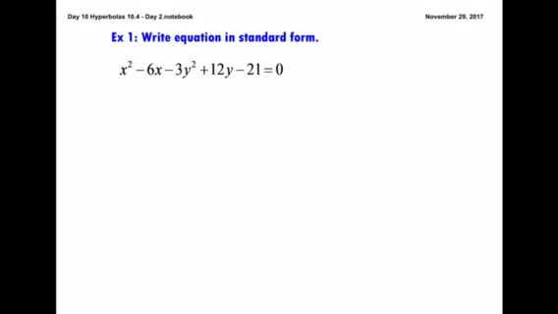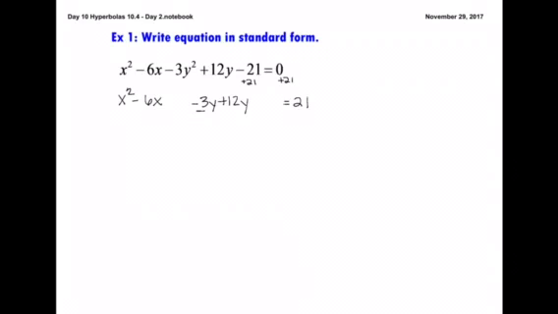Write an equation in standard form. So the first thing that we want to do is make sure that our squared term and our linear term are next to each other. And in this case, they are for our x's. So we can go ahead and write x squared minus 6x, leave a little space, negative 3y squared plus 12y, leave a little space. We're going to add our 21 to the opposite side of our equation.